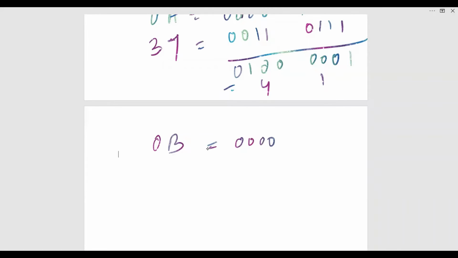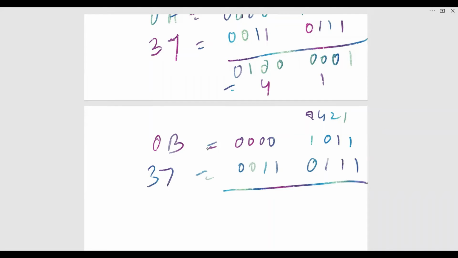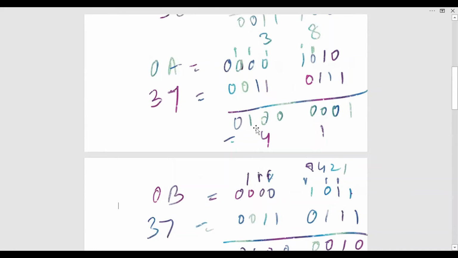So now let us take 0B as another example. B is 11, so 8, 4, 2, 1. That is 1, 0, 1, 1. Add 37. So 0, 0, 1, 1 and 7 is 0, 1, 1, 1. 1 plus 1 is 0 with a carry 1. Continuing the addition bit by bit with carries, the final 1 plus 0 plus 0 gives 1, 0. So this is 4 and this is 2, 42. So the ASCII value of B is 42.